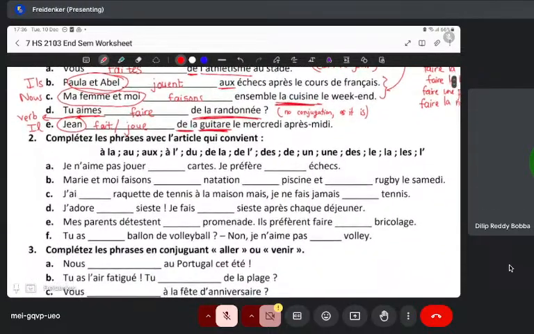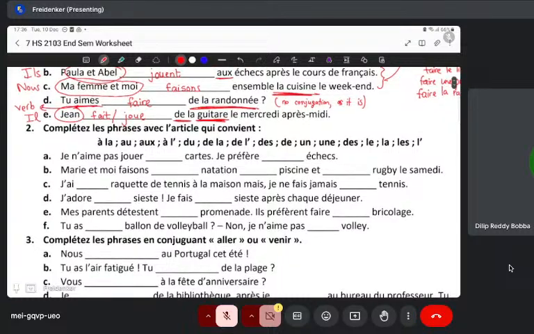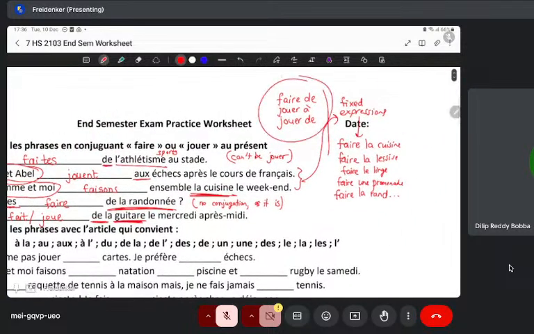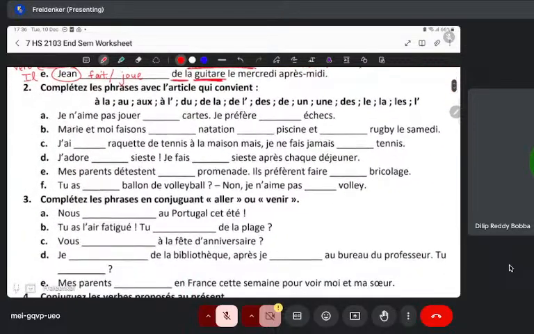Second question: complete the phrases. Now again, this is about this only, the same thing. So faire and all this, and then you have fixed expressions. You'll have to fill them now. The verbs are already given, and you have to fill in with all these details. We'll see. So, je n'aime pas jouer. I don't like playing.